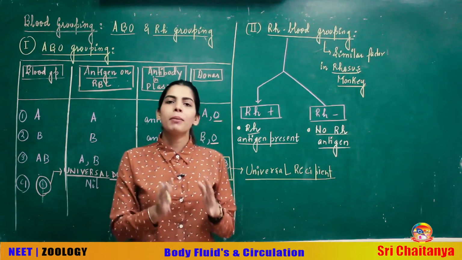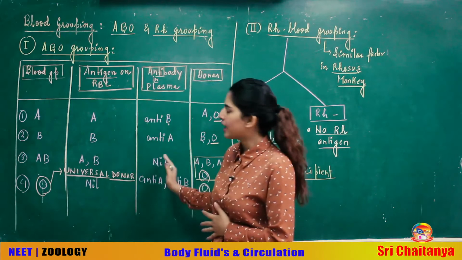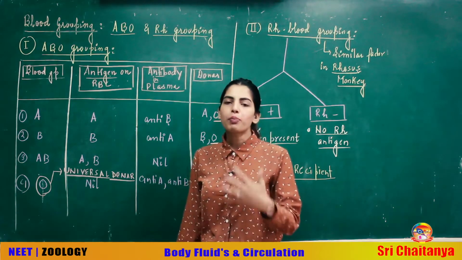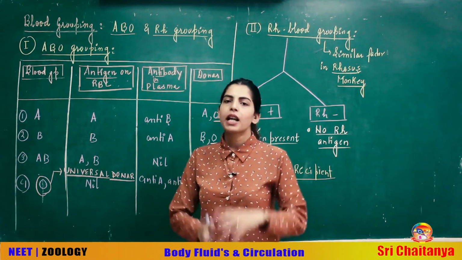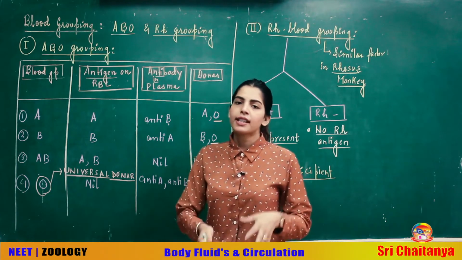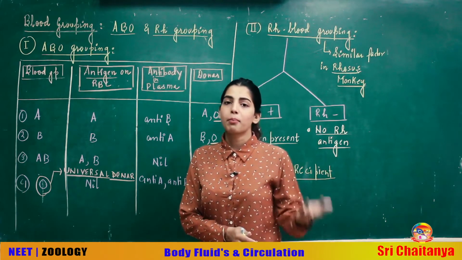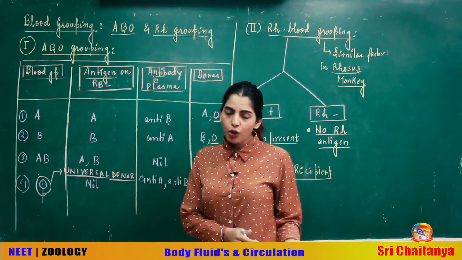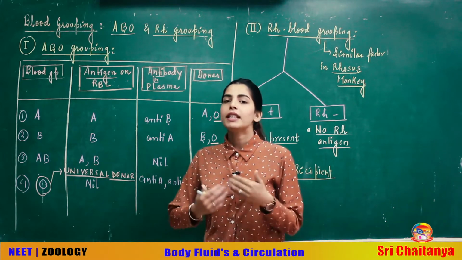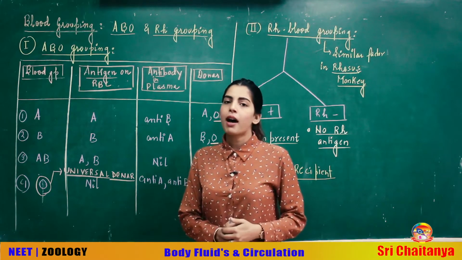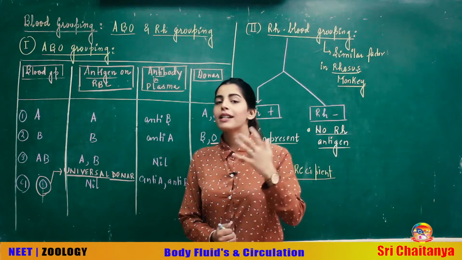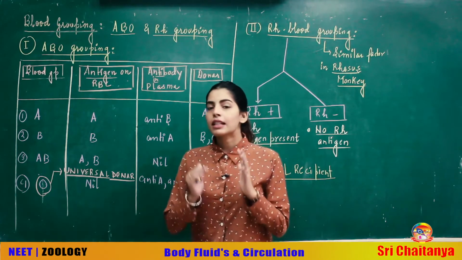Talking about ABO blood grouping, I have shown you in tabular form what could be the different types of blood groups. What if the person is having A blood group? What does that mean? What is the antigen over the RBC? What will be the antibodies found in the plasma? Who is the donor? Who is the recipient? Now students, remember one thing.